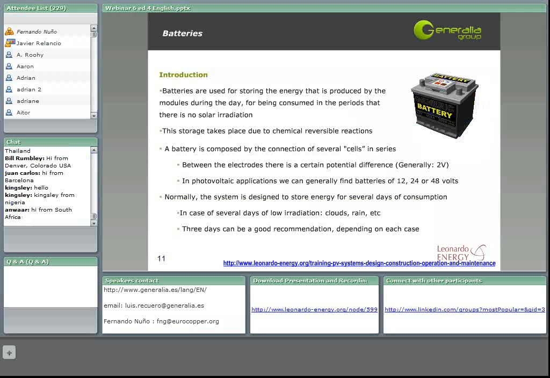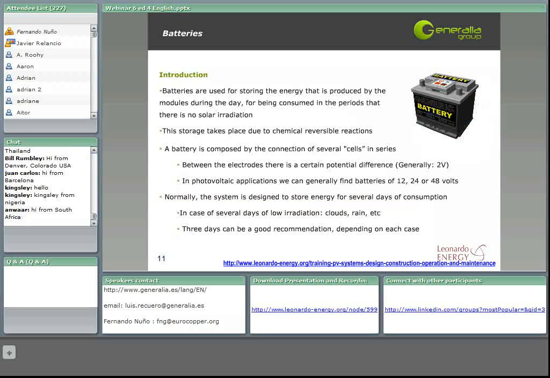But the voltage that we normally use in PV applications are 12, 24, or 48 volts. Normally, the system is designed to store energy for several days of consumption in order to protect ourselves from several days of low radiation, because it can happen that there are several cloudy or rainy days and then we don't have energy after 2 days of rain.